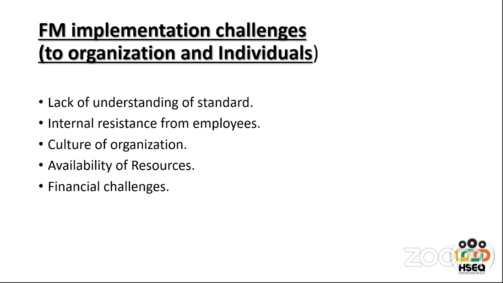Number four, availability of the resources. Availability of the resources means human resource, technological resource, financial resource, infrastructural resource. If the resources are not properly available, you cannot implement this standard effectively. And obviously the financial challenges. If the company doesn't have money to invest in the management system, to invest in the people, to invest in the training, to invest in the creation of new facilities, it is a big challenge for everyone. Next slide, please.